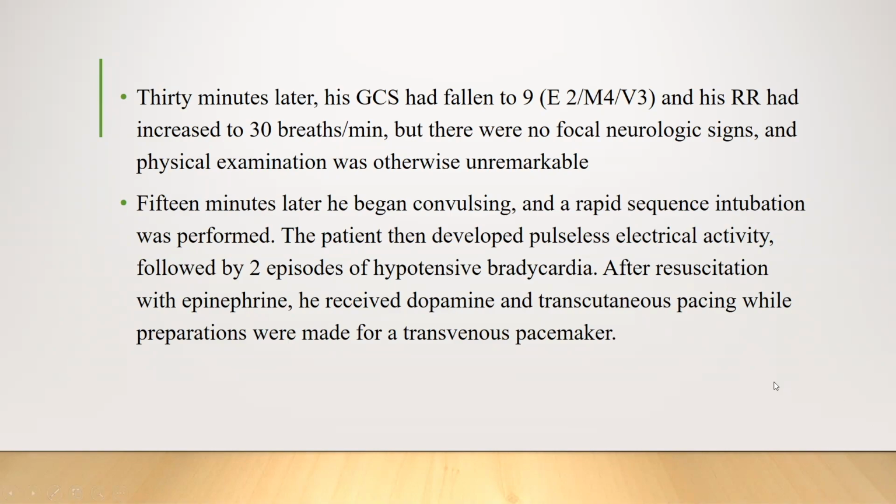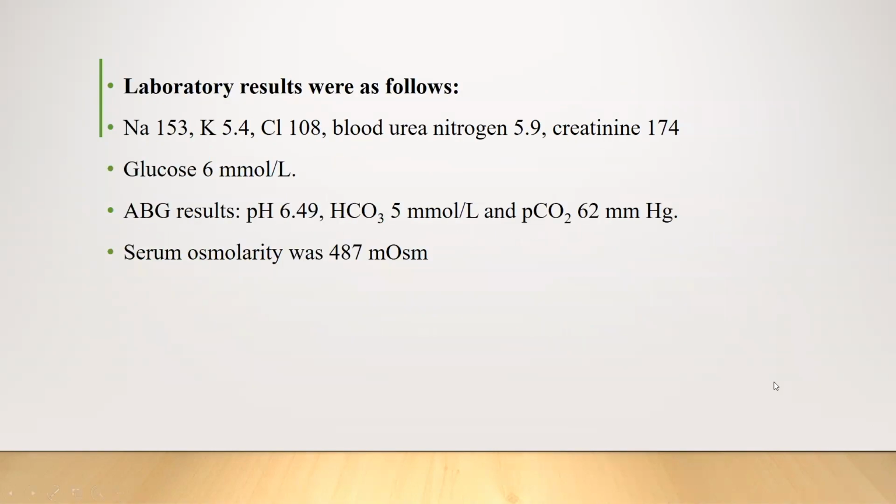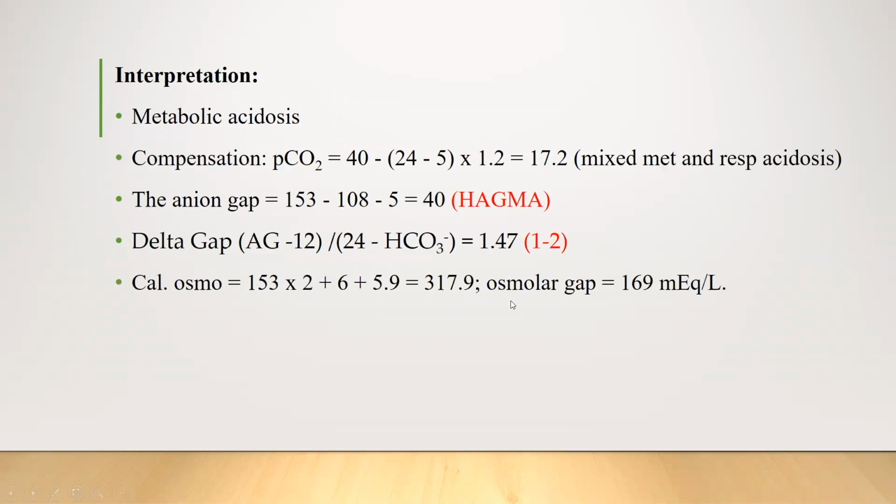So this was the lab result at that time. Sodium is 153, potassium 5.4, chloride 108, urea 5.9, creatinine 174, and glucose is 6. This is the ABG at that time, showing acidosis, the bicarb is only 5, the PCO2 is 62, and the serum osmolality was 487. So here we can see it's acidosis, and it's a mix of metabolic as well as respiratory acidosis.